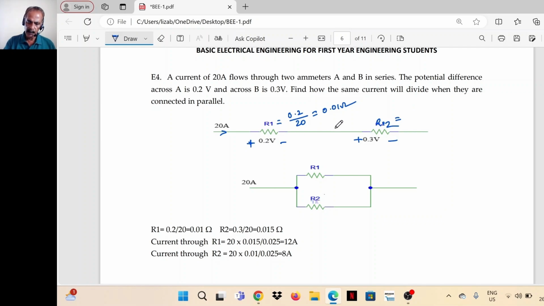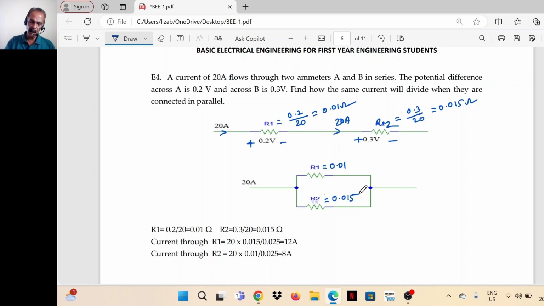Now the same current, 20 ampere, is passing through the next ammeter also. So the potential difference produced is 0.3 volt. So the value of the resistance is V by I, 0.3 divided by 20, or 0.015. So from the given data, we can find out the resistance of the first ammeter and the second ammeter. Ammeter 1 has a resistance of 0.01 ohm, ammeter 2, 0.015 ohm. So R1 is equal to 0.01, R2 is equal to 0.015.